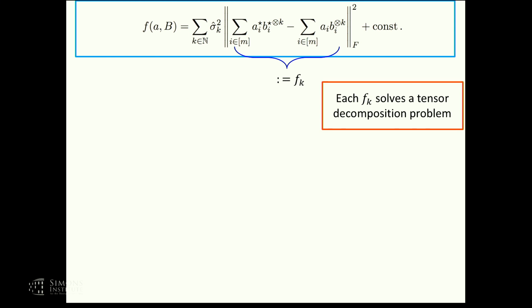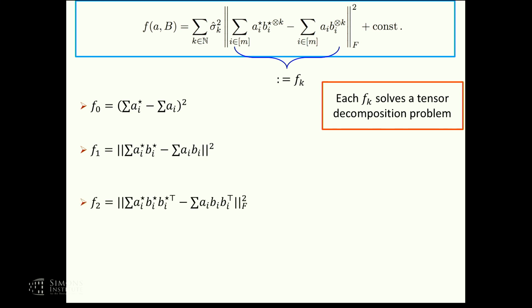One of the original hopes for using this formula was that because we understand tensor decomposition better, maybe we can understand each term here better, and so understand the sum of them in some way. But unfortunately, if you don't do anything, this objective function is not going to be good enough. Still, let's look at each term to get a little bit of intuition. f0 is just the sum of a_i star minus the sum of a_i. So we are trying to match the sum of a_i. And f1 is the sum of a_i star b_i star minus the sum of a_i b_i, Euclidean norm squared. So we are trying to make sure that the linear combination of b_i is the same as the linear combination of b_i star. Similarly, f2 is trying to match the second moment, and f4 is trying to match the weighted fourth moment.